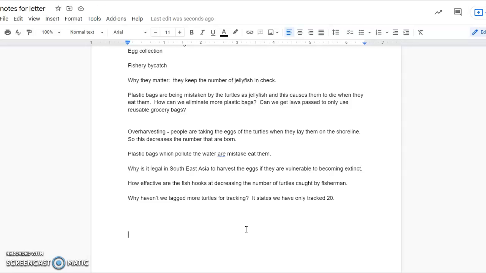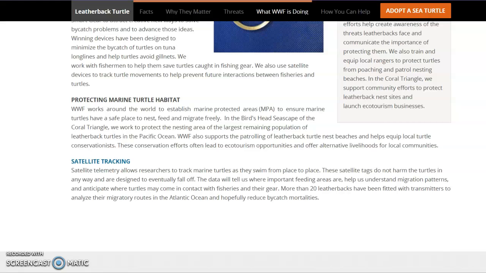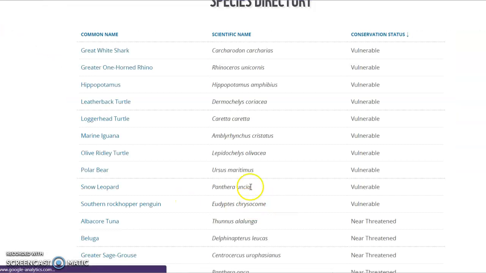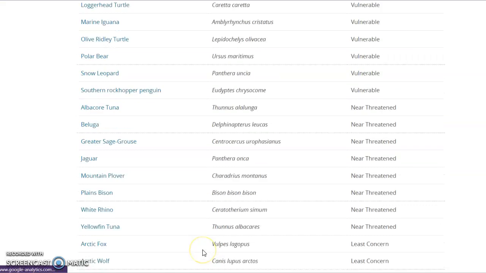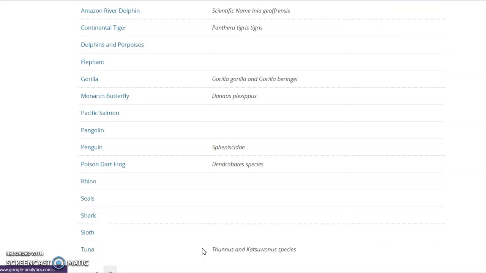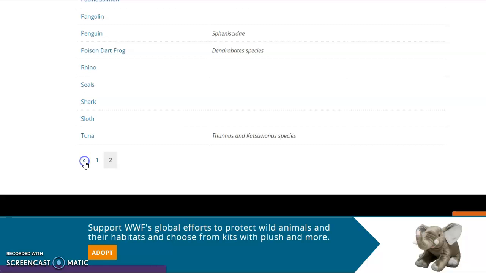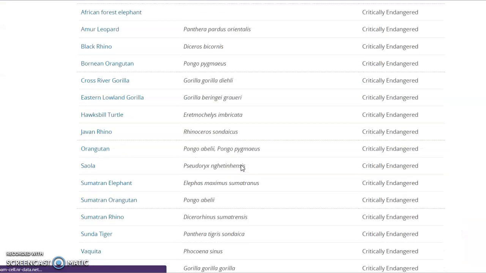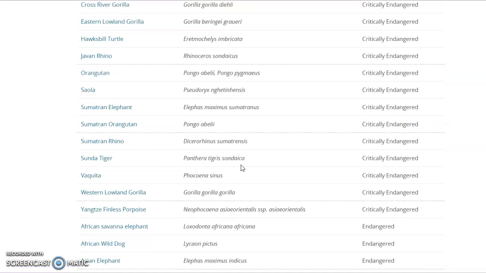Okay, so what you are going to do is go to this website, and you're going to research 3 different animals. Some of them you're going to find a lot of information on. Some of them you are not going to find a lot of information on.